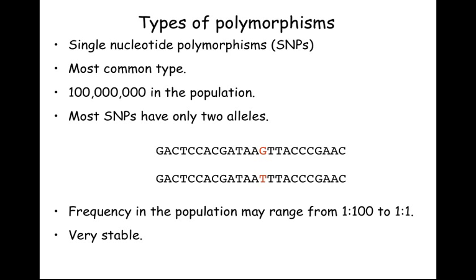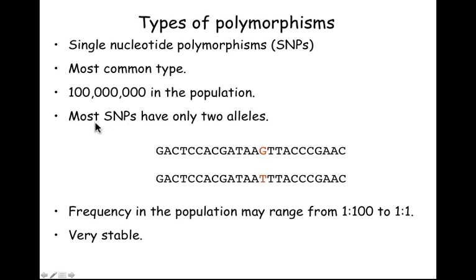So, types of polymorphisms, we talked a bit about these before. The most common are single nucleotide polymorphisms, or SNPs. There are about 100 million in the population. What we mean by the population is that if we sequenced everyone, we would find about 100 million different single nucleotide polymorphisms between everyone. Now, for one individual carrying one copy of their DNA from their mother and one from their father, there might be about 3 million SNPs that are actually present in that one person.